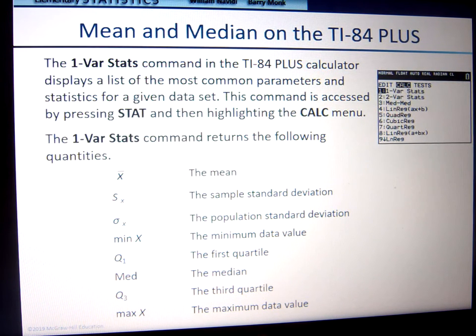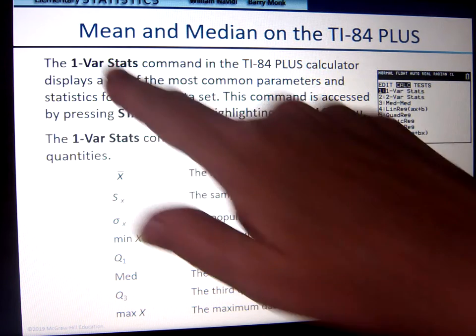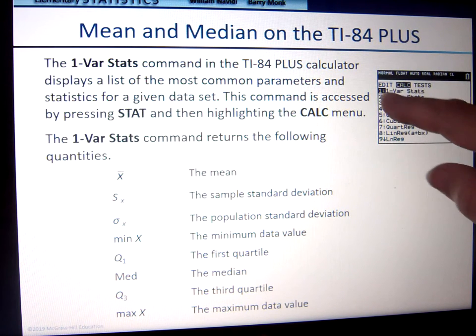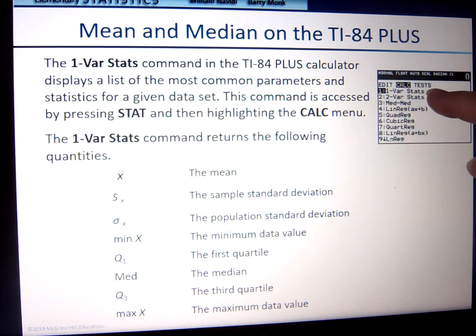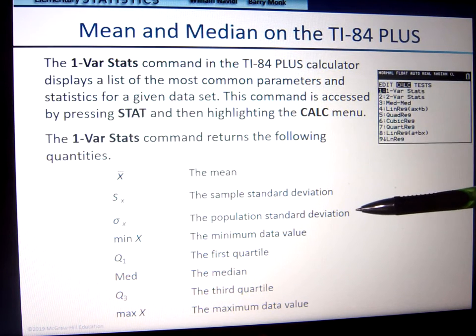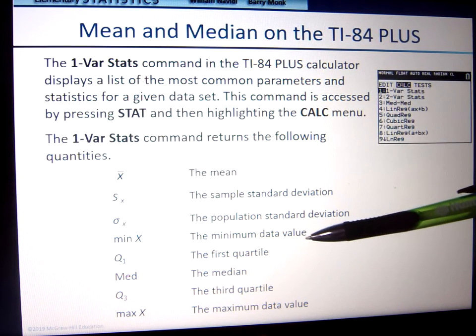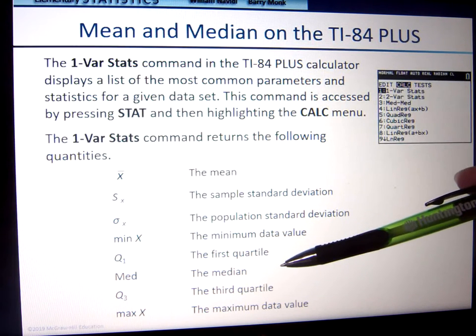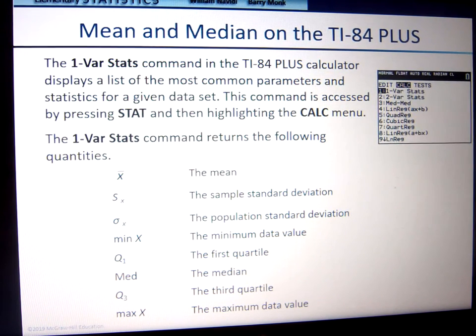Now, if we were doing this on our calculator, we would look at the one variable statistics, and how we would do that is we would go to stat, then highlight the calc menu, so stat calc, and then you will see one variable stats, and then you will choose enter. When you do that, you'll be able to find the mean, the sample standard deviation, the population standard deviation, and then these we'll look at when we go over box plots: the minimum, first quartile, median, the third quartile, and the max.